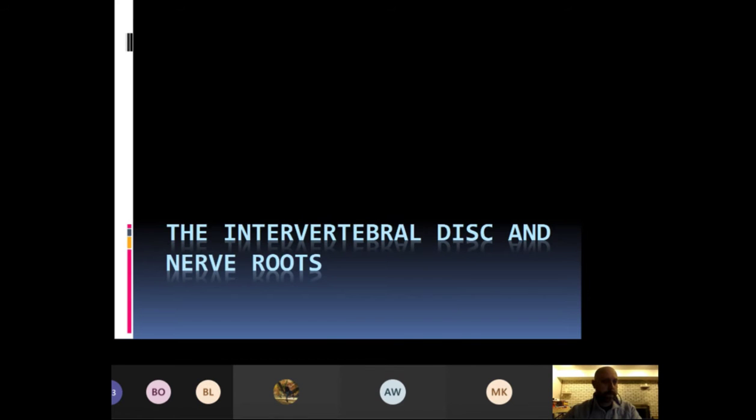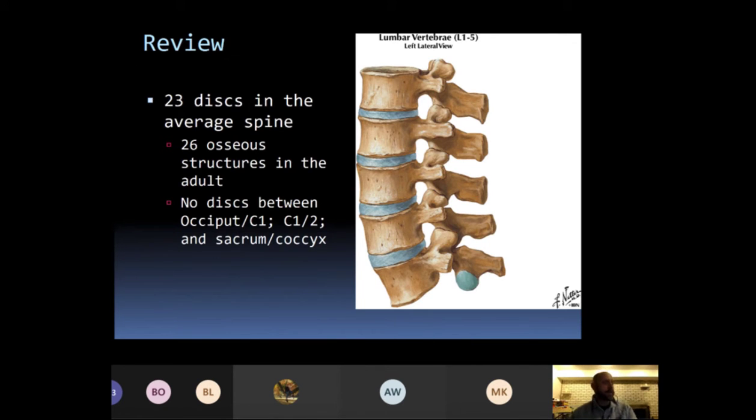The section here on the intervertebral disc is a little bit of review, but then we're going to get into some nomenclature. So, well, here we go. We'll just do it rather than talk about it. This is information that you guys already know about, right? There are 23 intervertebral discs in the typical patient spine and 26 osseous structures. The first one being at C2-3, and then moving on down. That's one thing I'll just mention right now.